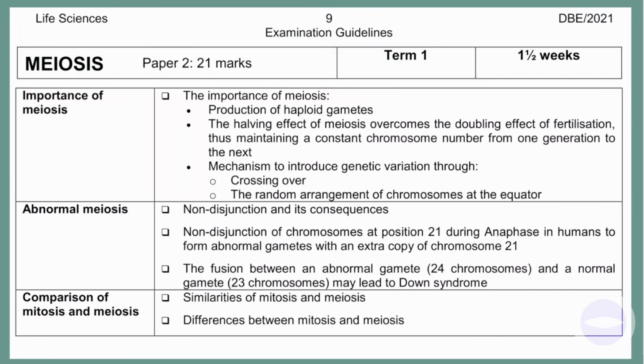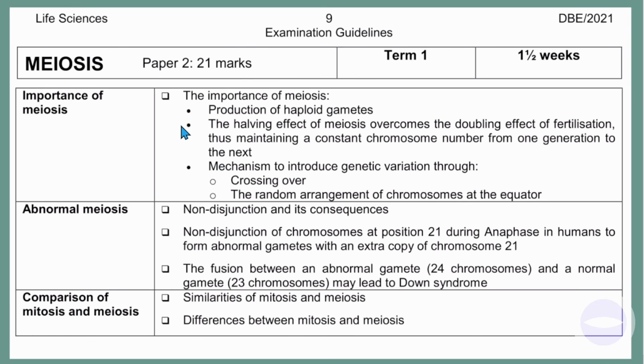And then another thing that the examiner wants us to know is the importance of meiosis. The importance of meiosis is the production of haploid gametes. I've shown you the haploid gametes. Haploid gametes are not in pairs. The chromosomes are not in pairs. So the result of meiosis is to produce haploid gametes.